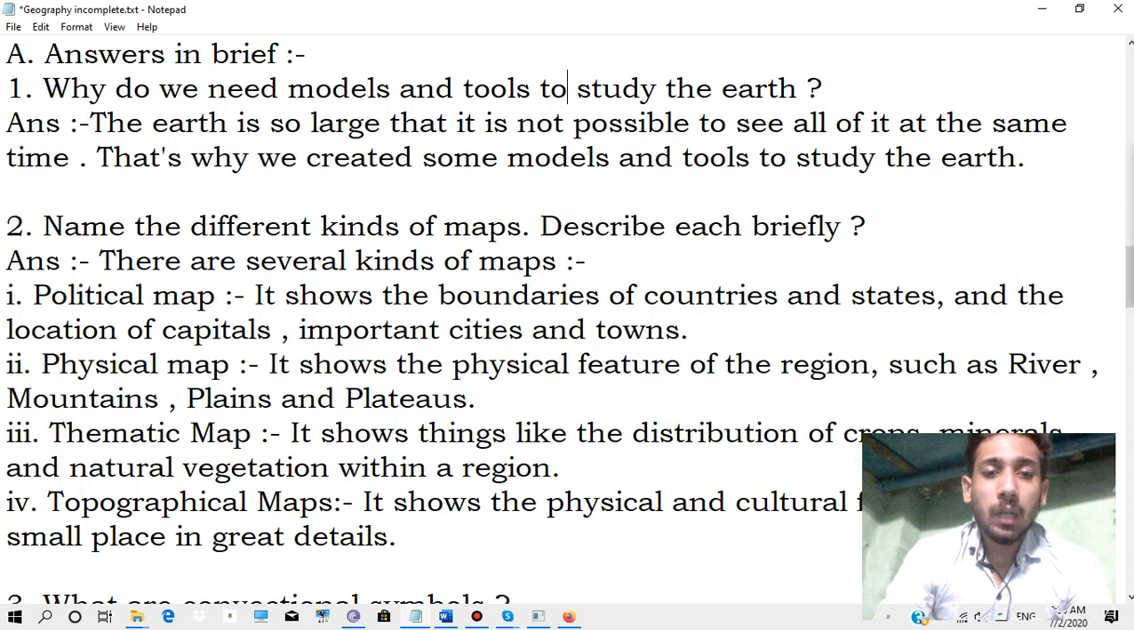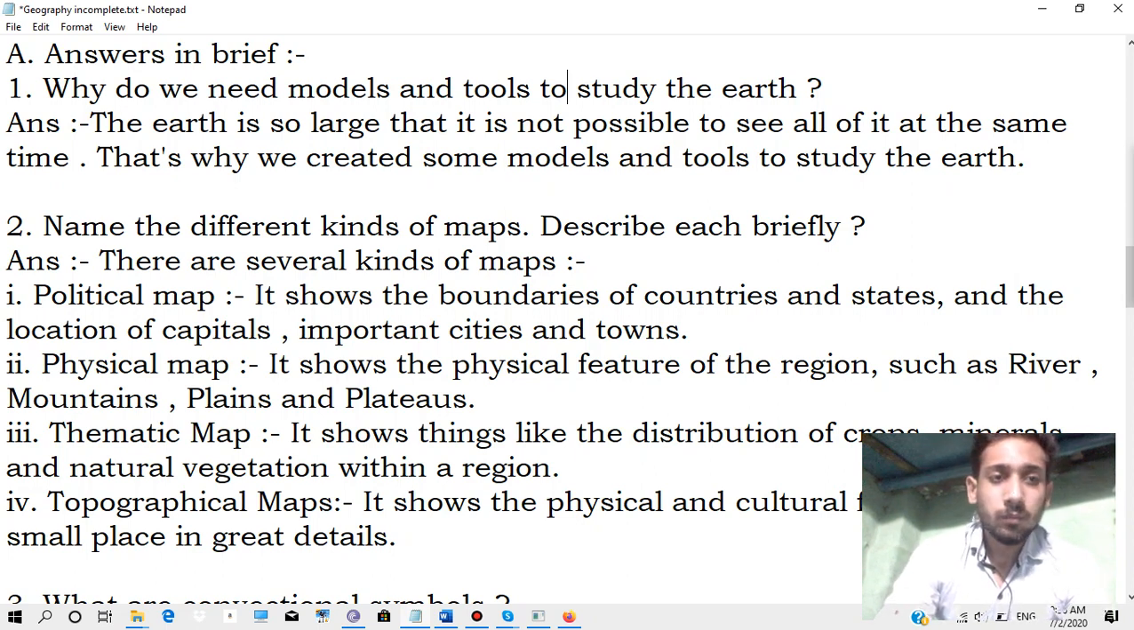Thereafter we will go for the topographical map. A topographical map shows the physical and cultural features of a small place in great detail. It means what kind of settlements are present there, how many houses or buildings are present there, where we find the junkyard, and every kind of thing is provided in great detail. The detailing in a topographical map is very high.